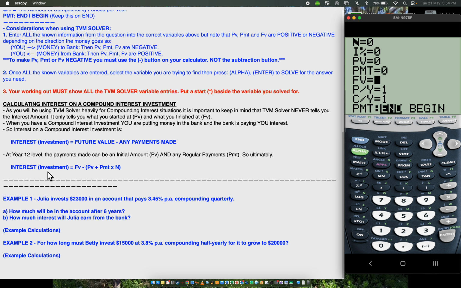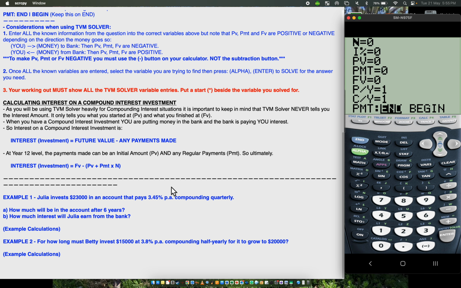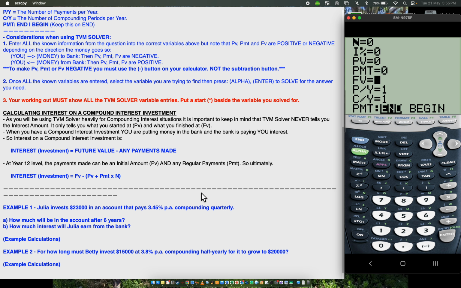So ultimately, the interest on an investment is equal to what it grew to, take away any starting amount, plus any repeated payment times by however many times you made that payment. So this in brackets represents all the money that you put in, which could be the one-off starting payment and multiple repeated payments. You take that away from what the account grew to work out how much interest the bank gave you.